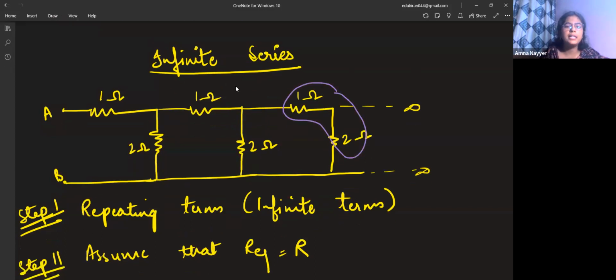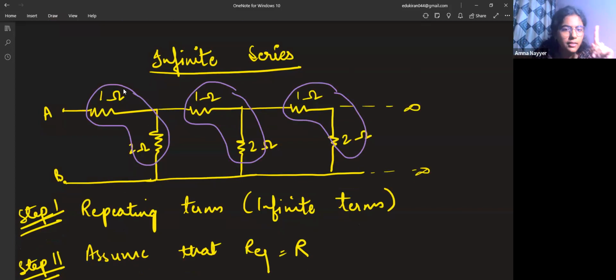this is the repeating term. Can you see these are the repeating terms? So your first step is to identify the repeating term in your entire circuit. Whichever terms are getting repeated, just identify them in your circuit. Fine. Identification of the repeating term.